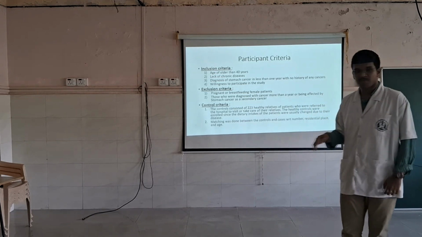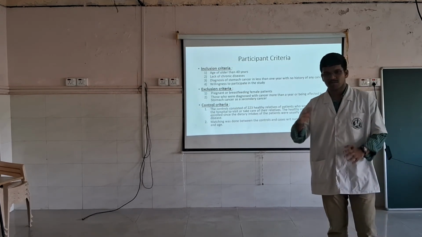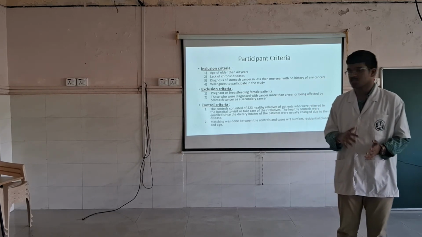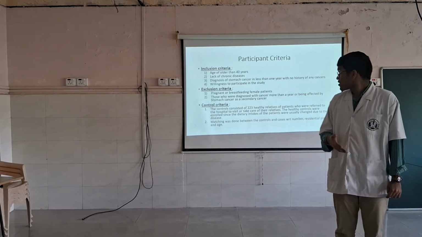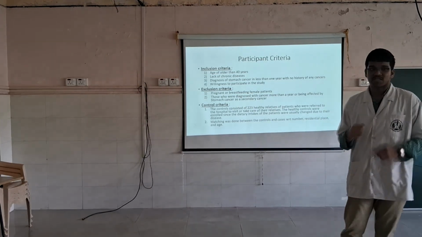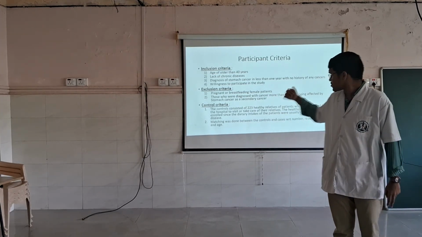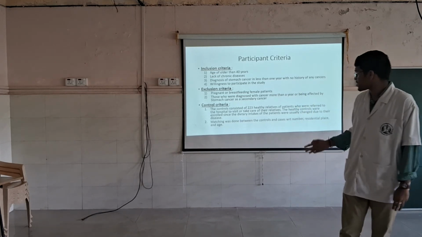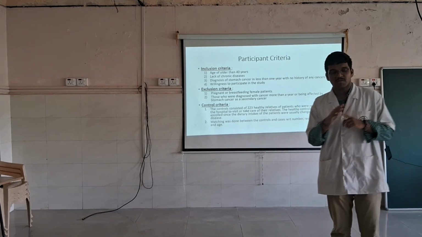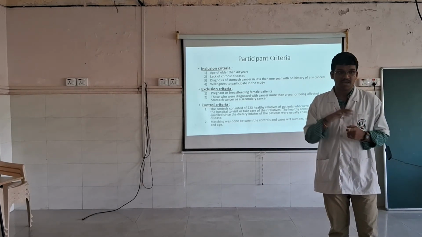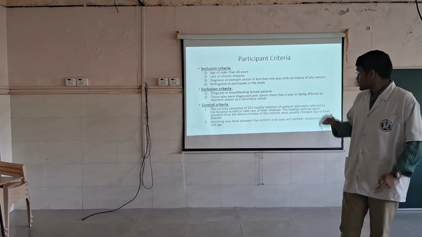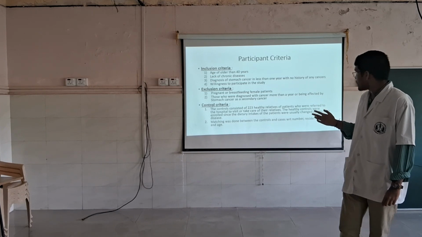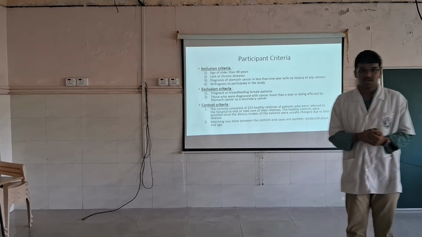Meaning that there should be a primary cancer within the body itself with no other case of metastasis or any previous history of metastasis. And there should be willingness to participate in the study. The exclusion criteria were pregnant and breastfeeding individuals, and as the opposite of the third point of the inclusion criteria, the stomach cancer should not be there for more than 1 year, and should not be secondary to other cancers. The control criteria consisted of 223 healthy relatives of patients.